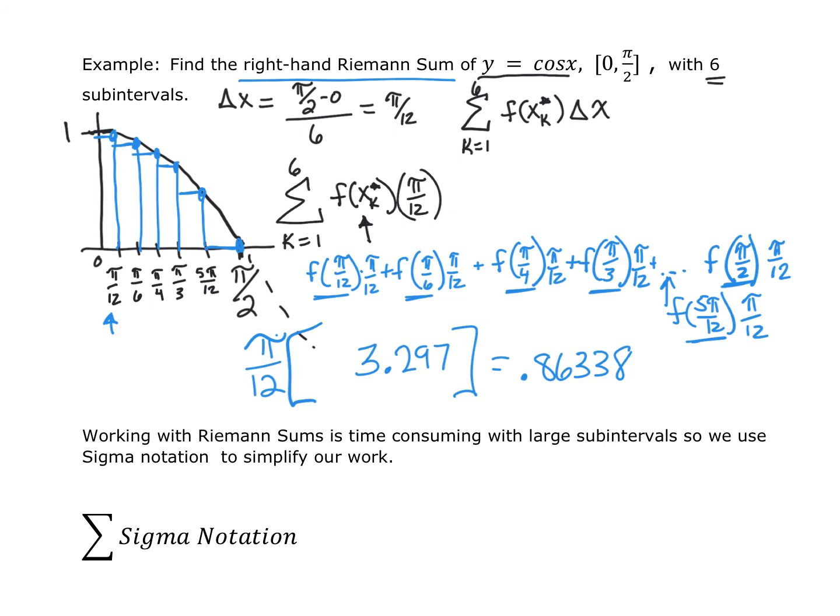So what we can do is put into our calculator into y1 cosine x, and then we could use a table set and make our starting value pi over 12, because I know that that's my first grid point, and then do my delta x as pi over 12 as well, and it'll make a nice list for me.